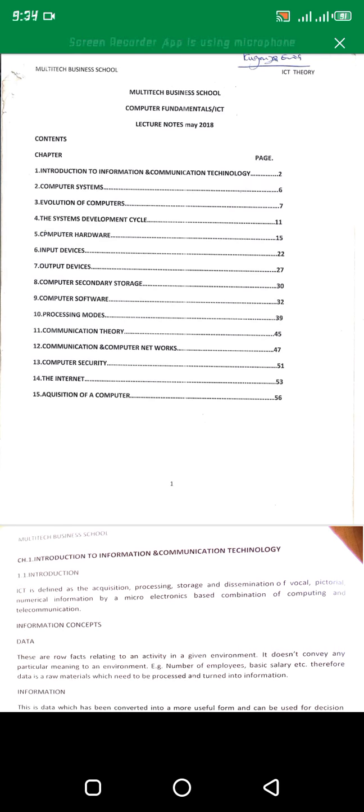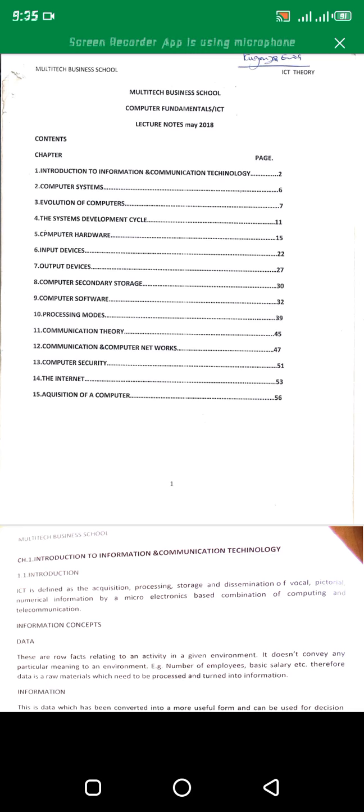We're going to have a lecture on computer fundamentals or fundamentals of ICT. So in this course unit, I'll be your host or moderator, Simwe Samuel, and we're going to look at the introduction to information and communication technology, that is ICT in full. We're going to talk about computer systems. We shall talk about the evolution of computers, the systems development cycle, computer hardware.